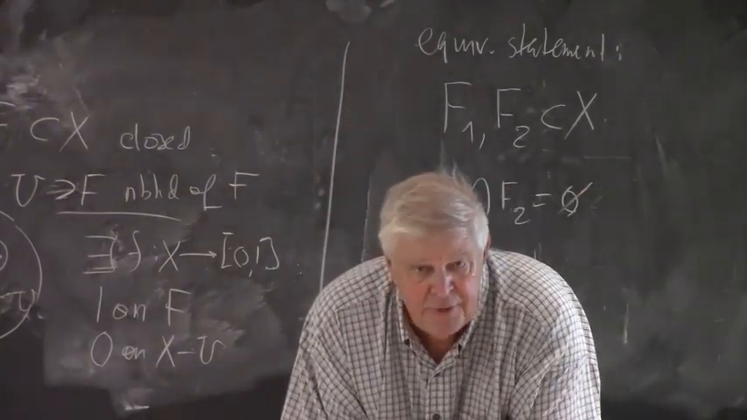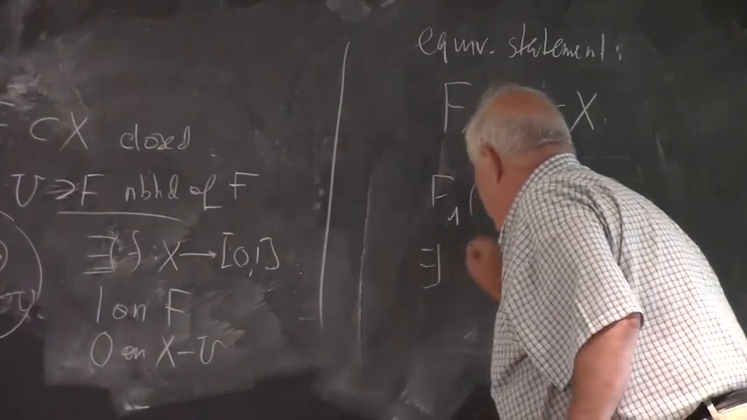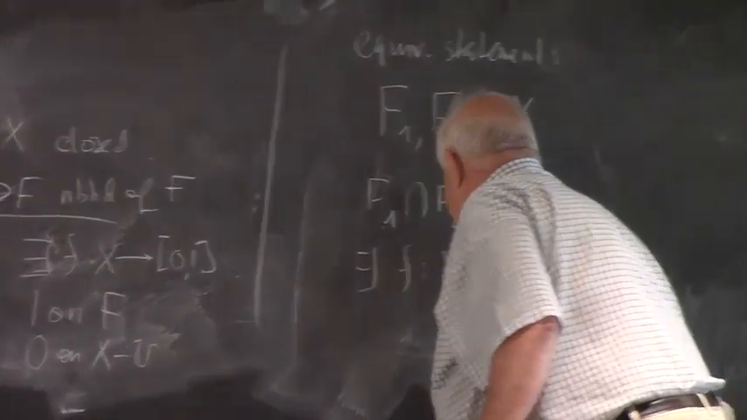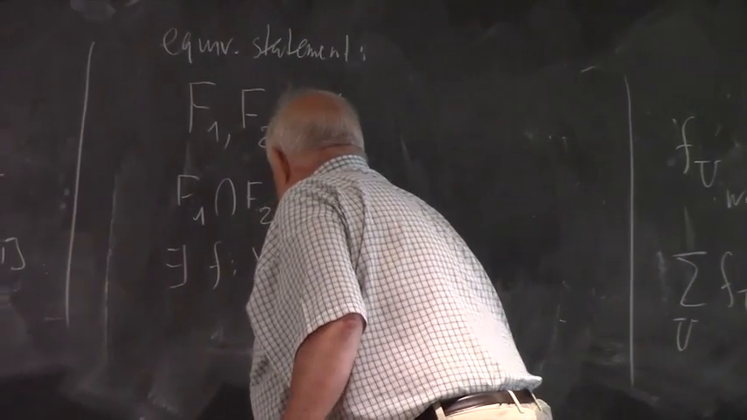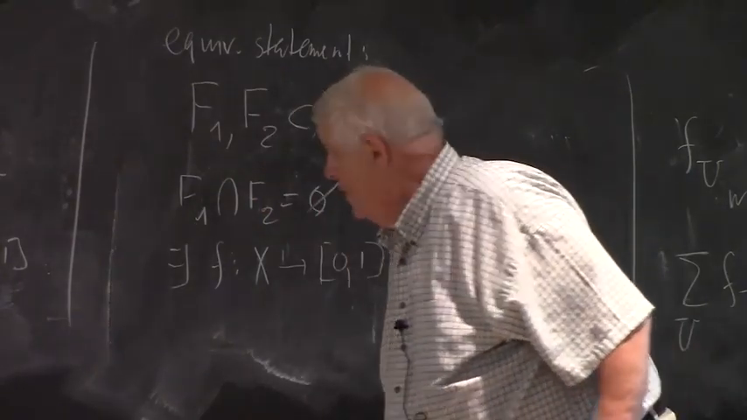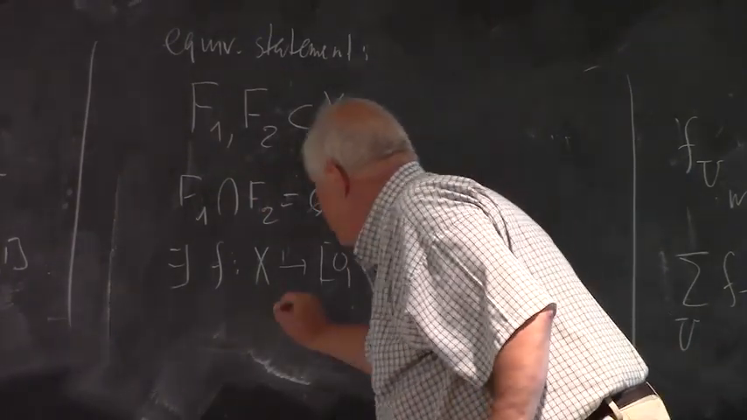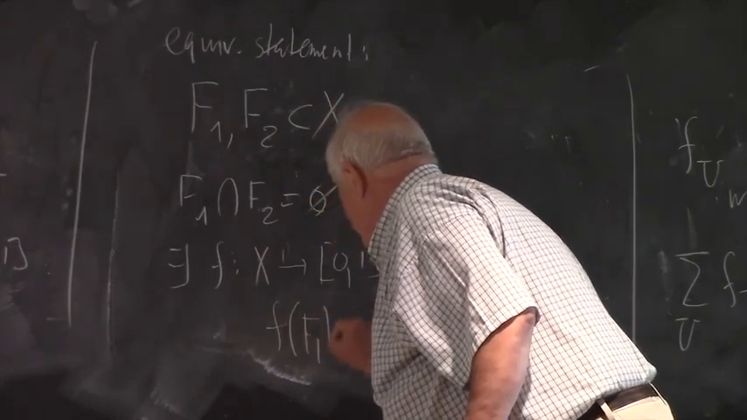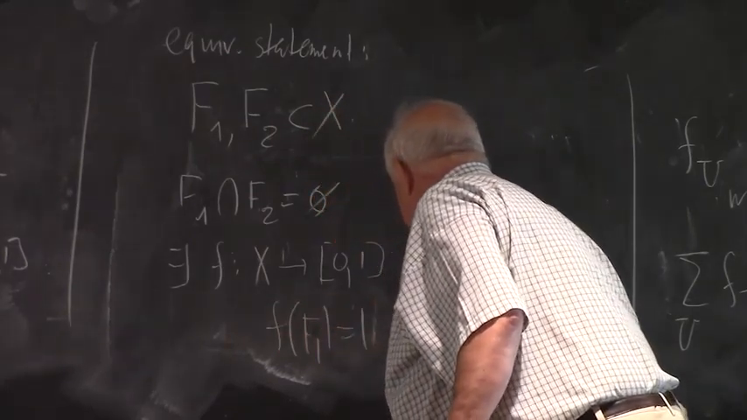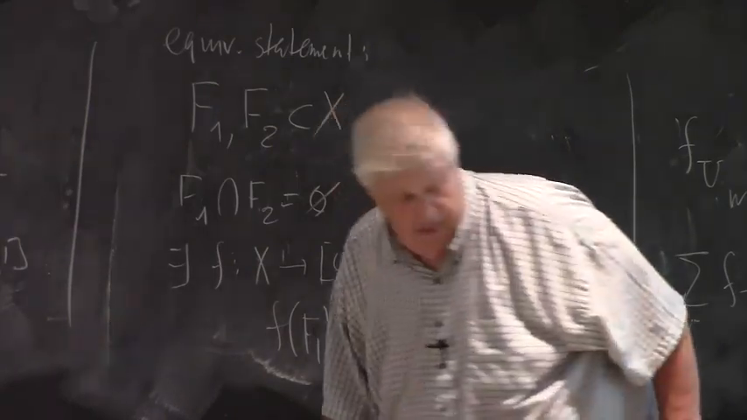Then there exists a smooth function f on x, again with values within the interval [0, 1], such that it is 1 on f1 and 0 on f2.